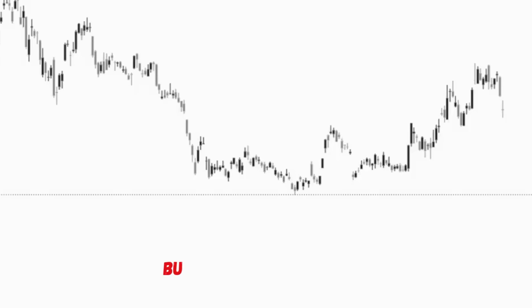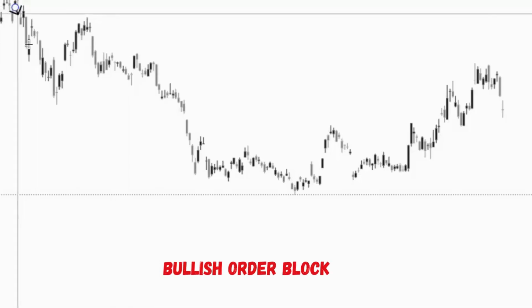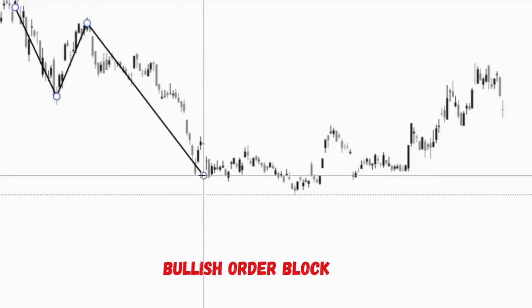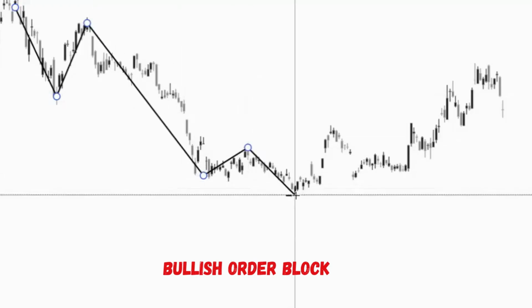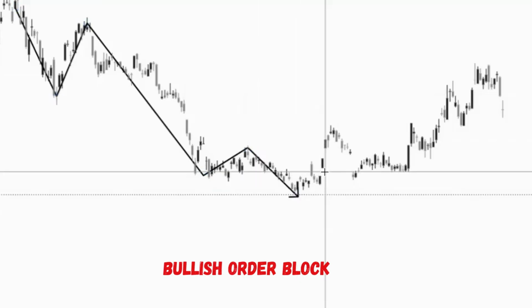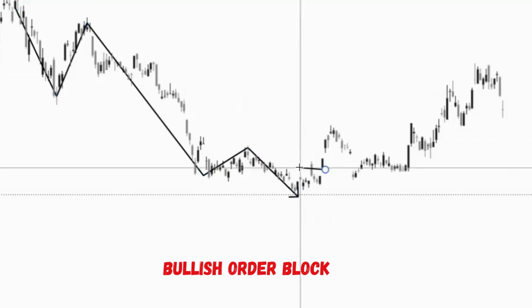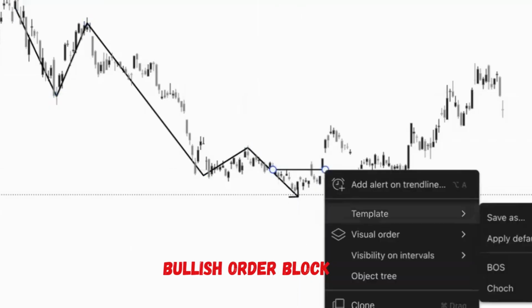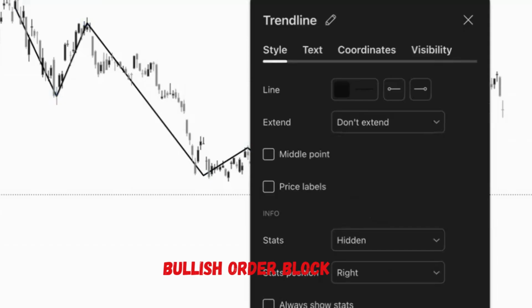Let's learn how to identify a bullish order block on a real chart. The first thing I look for is the overall market direction. In this example, the market is clearly making lower highs and lower lows, indicating a bearish trend. As price continues lower, pay close attention to the final bearish candle before the market makes an aggressive move upward. This candle has the potential to become our bullish order block.